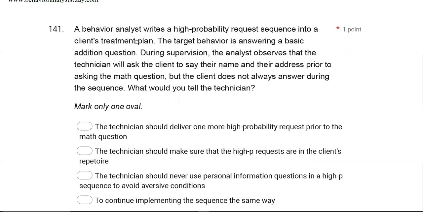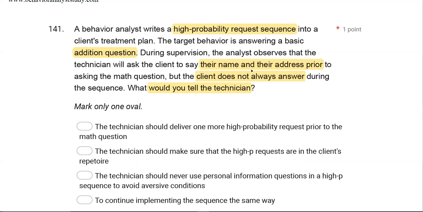All right, you've got to put yourself in the shoes of this analyst, and you're going to train the technician on something. Well, we know we're using a high probability request sequence, meaning we're evoking some high probability responses followed by a low probability response. We're building up behavior momentum. Target behavior, the low probability request, is the basic addition question. So during supervision, it's observed that the technician will ask the client to say their name and their address prior to asking the math question, which is fine, but the client does not always answer during the sequence.